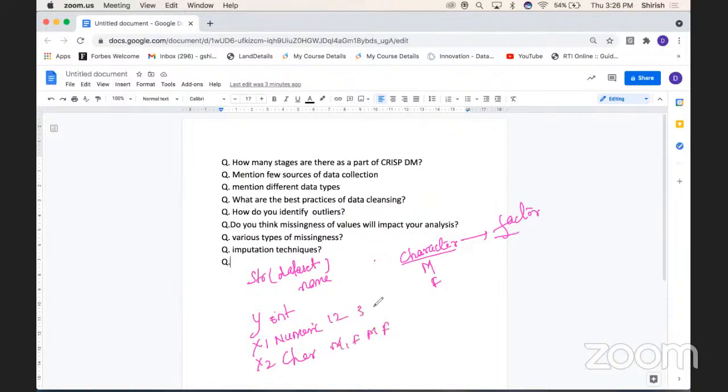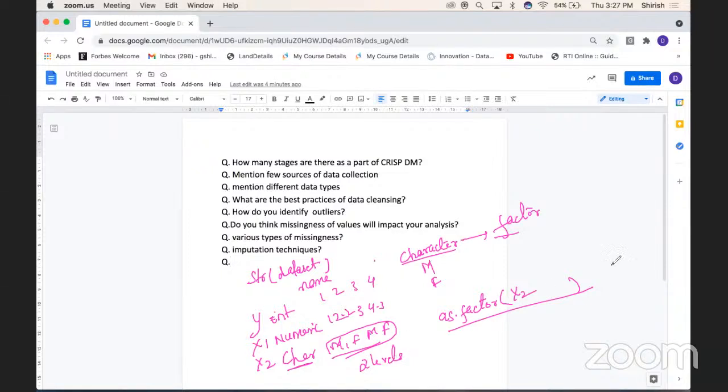Numeric means 1, 2, 3, 4, 1, 2.2, something like that. Integer means 1, 2, 3, 4, the count data. So this is character. You can't pass it as is. So you have to convert that particular column x2 using as dot factor. This would make your data into factor and it would check how many levels are there in your data. Male and female, 2 levels are there.